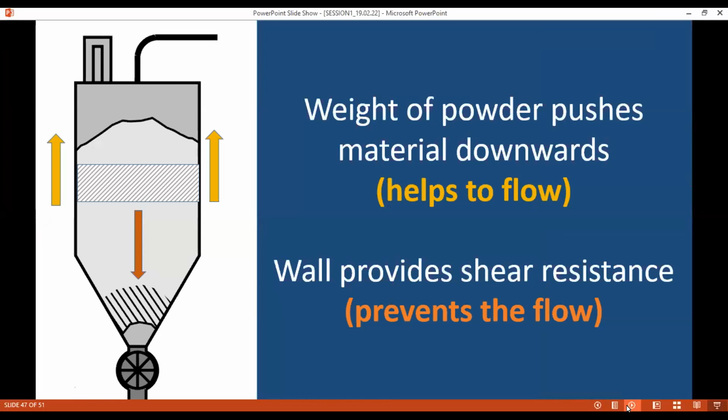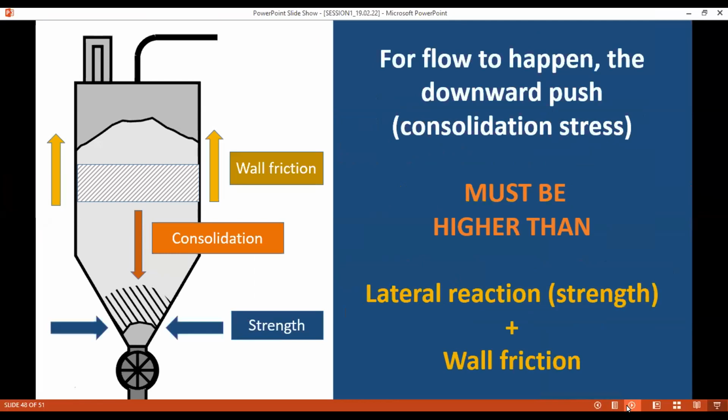If I talk in very, very easy terms, ash wants to come down with gravity, that's okay. But then you have friction on the wall, and you have strength of the material. Because of that, there is a resistance to flow. Now, for the flow to happen, the downward push, which we call the consolidation stress, or you can say very simply, the gravity force, must be higher than the strength of the material and the wall friction, which are counterproductive, working against the flow.